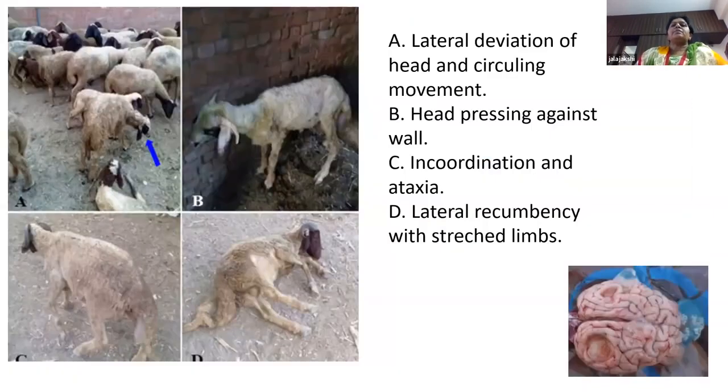These are the photos of sheep infected with gid. In the first picture, you can observe the lateral deviation of the head and circular movement. In the second picture, you can observe the pressing of the sheep's head against the wall or a hard object. In the third picture, you can observe incoordination and ataxia. Ataxia means loss of full control of body movements and falling down. And the fourth one is the lateral recumbency with stretched out hind limbs of the infected sheep. All these are the symptoms of gid.